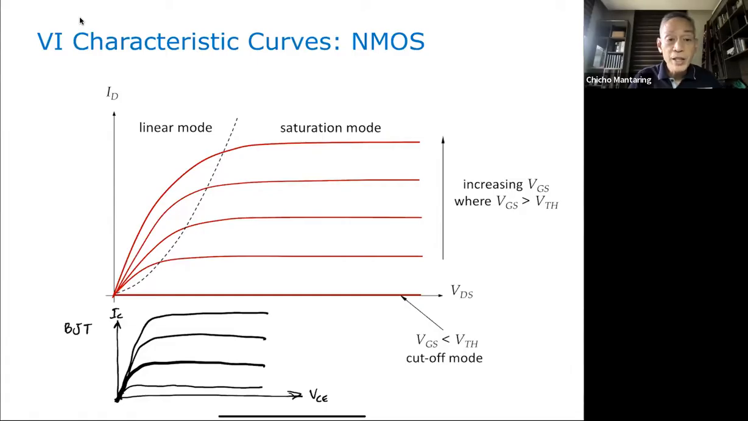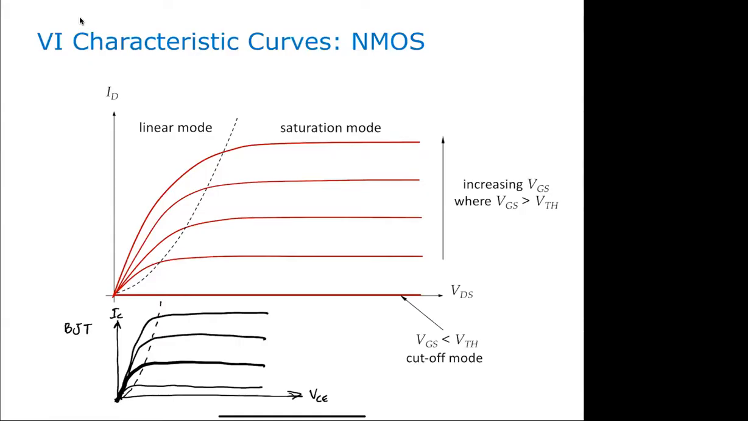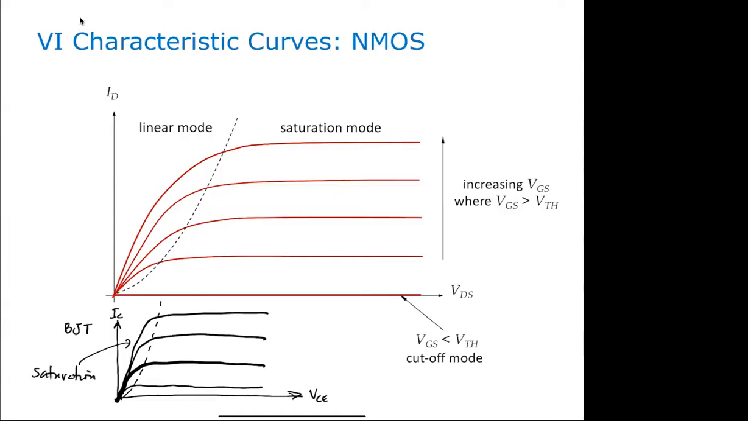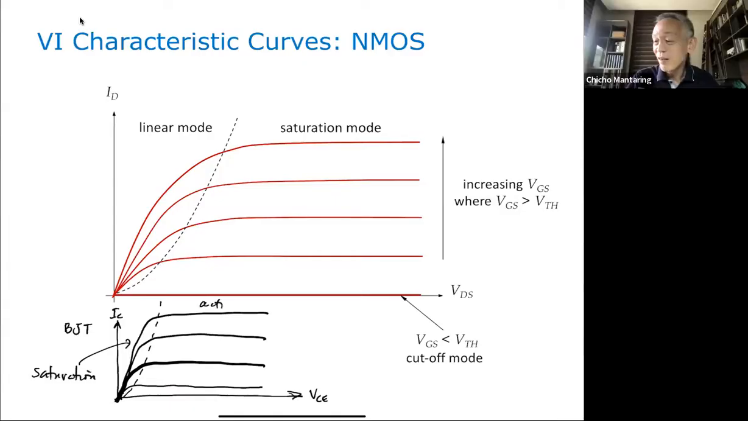The thing I want to warn you about is in the BJT, what is this operating region? Do you remember? Can somebody tell me? What is this operating region in the BJT? Have you forgotten? Saturation. That's right. In the BJT, this operating region is saturation. And what do we call this region? Forward active. That's right. This is active.